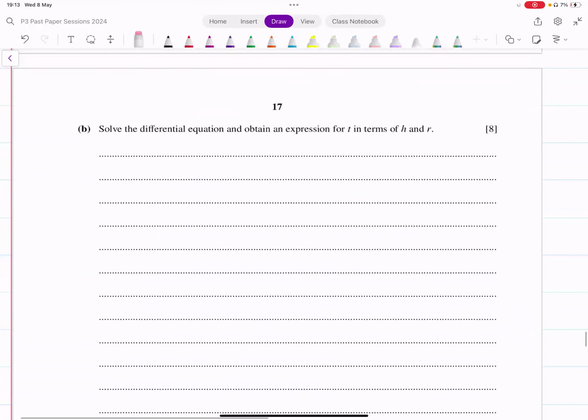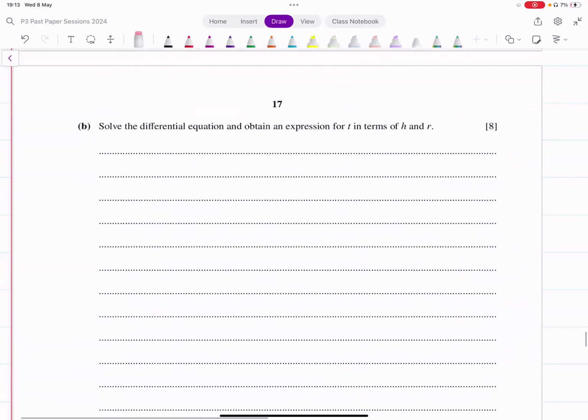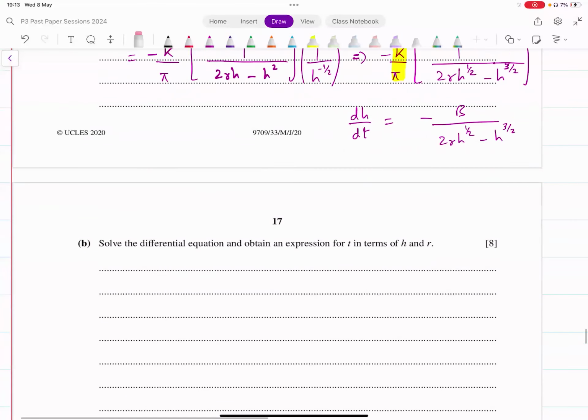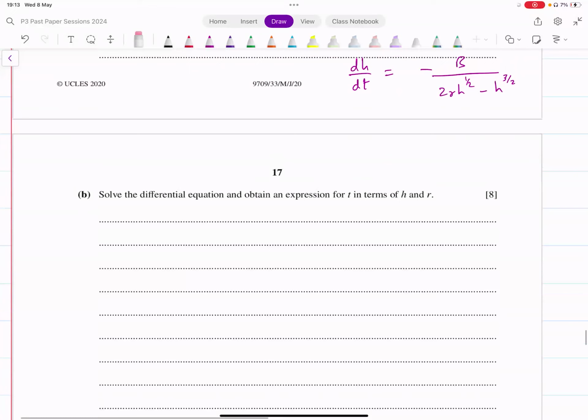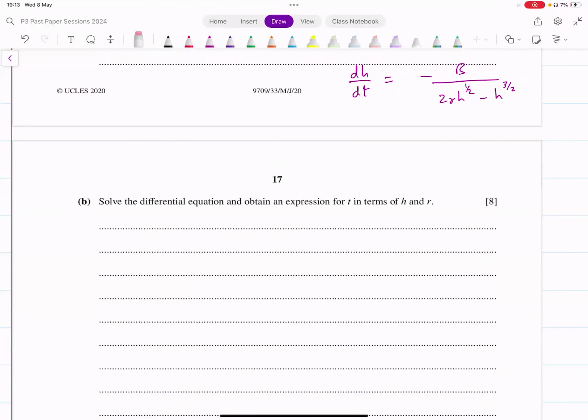Now it says solve this differential equation or obtain an expression for t in terms of h and r. How would you solve this differential equation? Now you have to separate the variables. Remember, r is a constant. Treat this as a constant that will remain as it is. You have to find your answer in terms of r. Okay. All right. So what do we do for this?